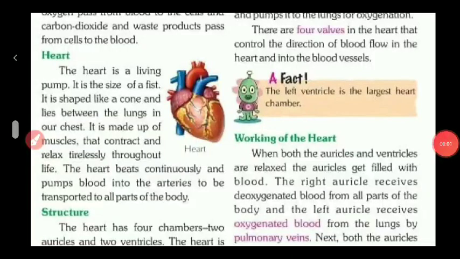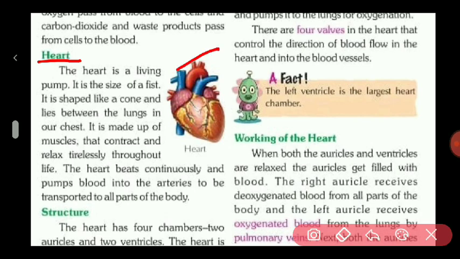As we know, the circulatory system has three main components. First one is blood, second one is blood vessels. We have studied about them previously. Now the last and the most important component is the heart. Here is the diagram of the heart. Now we will study what is the heart.